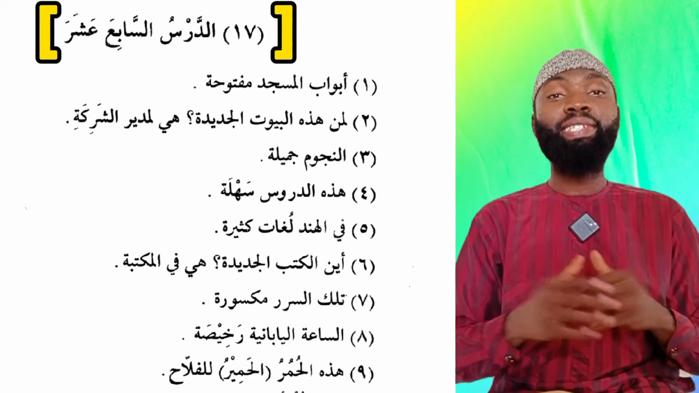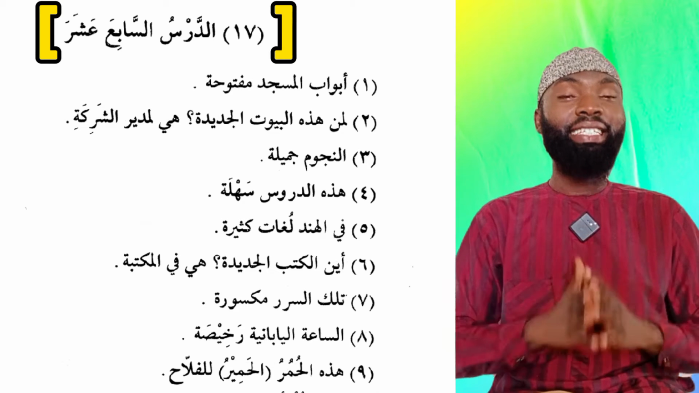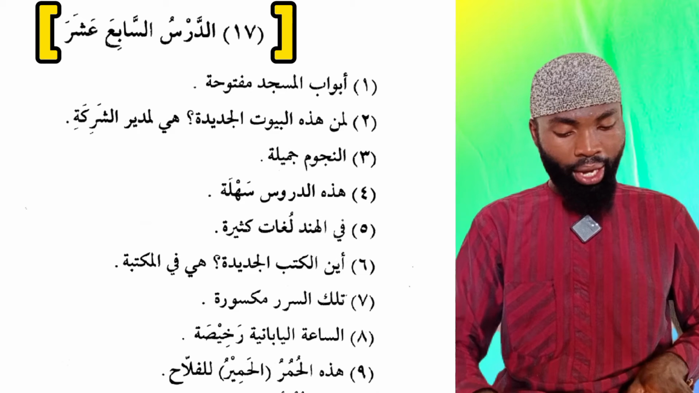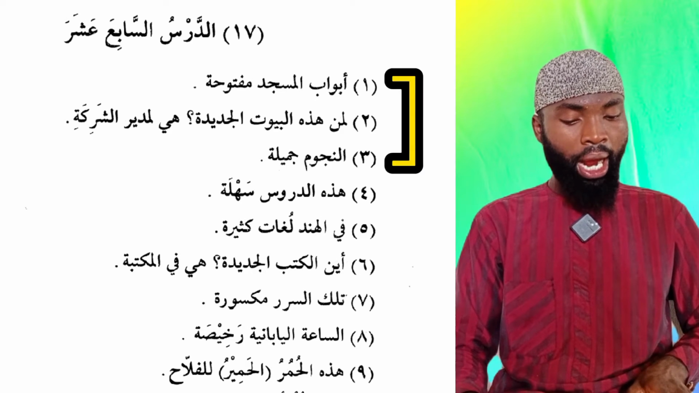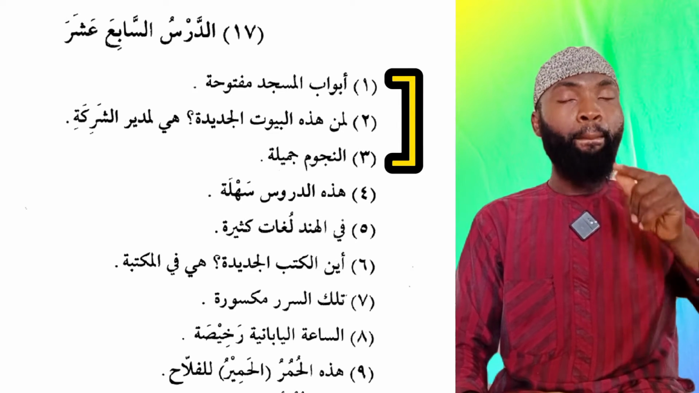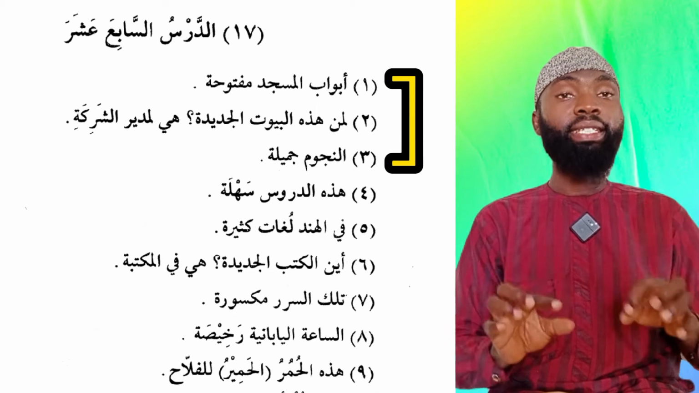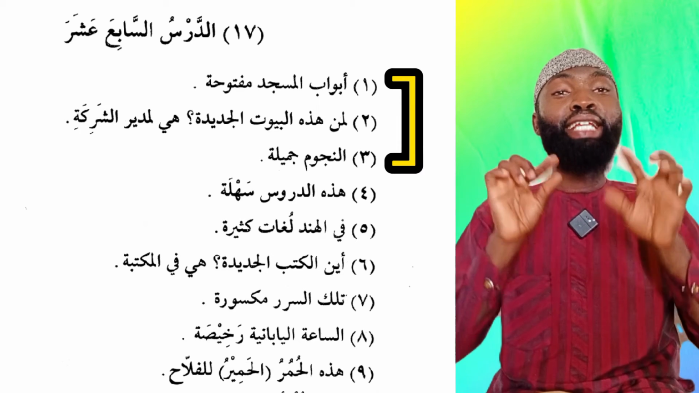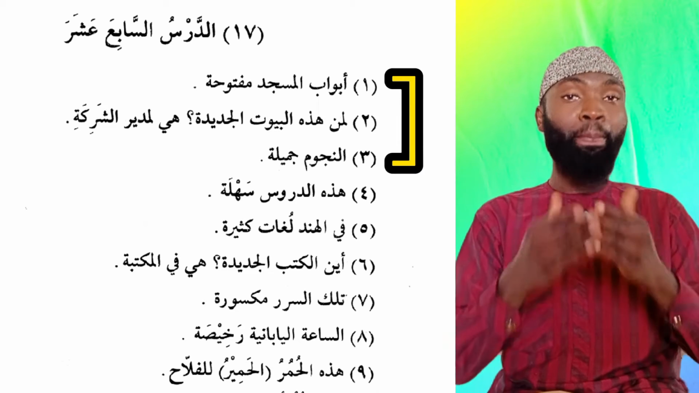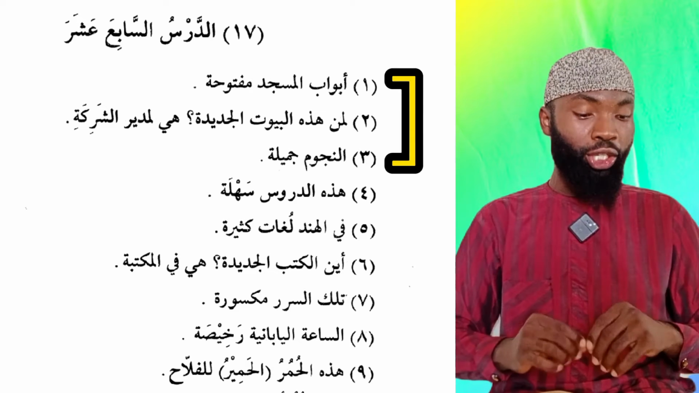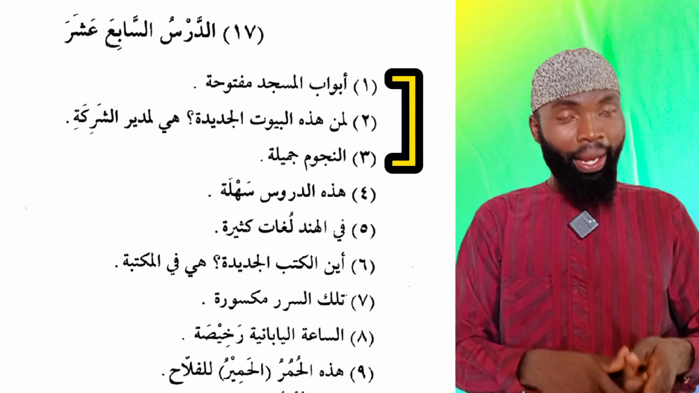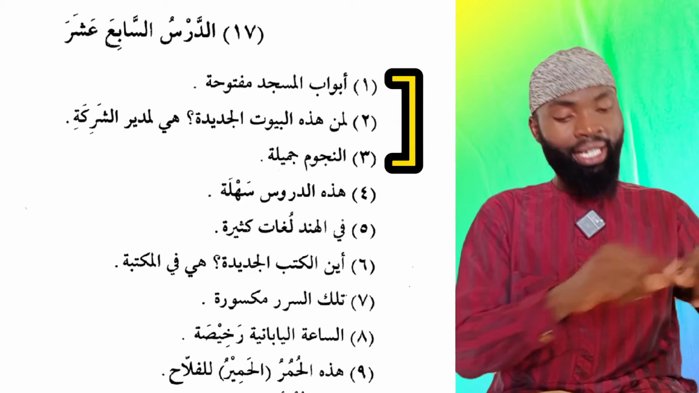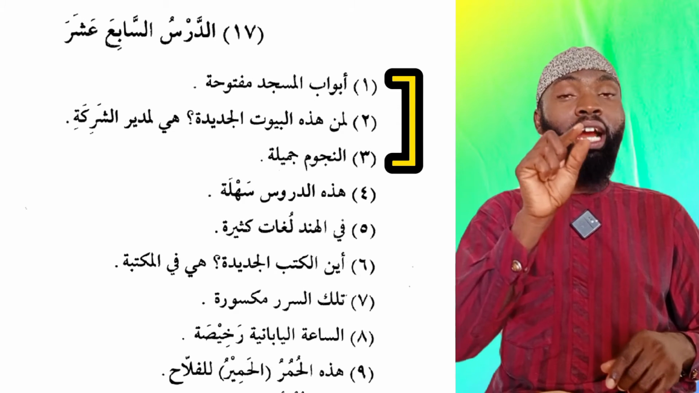Today we have Ad-Darus al-Sabi'a al-Ashar, that is lesson 17 of this book. We can see here, in lesson 17, number one, Abwabul Masjidi Maftuhatun. The mosque doors are opened. You can see maftuhatun here is coming as the khabar, which means the predicate describing and giving information about the doors of the mosque. Since the doors of the mosque are irrational things, irrational nouns, that's why we use maftuhatun.